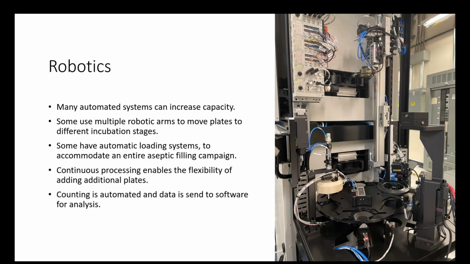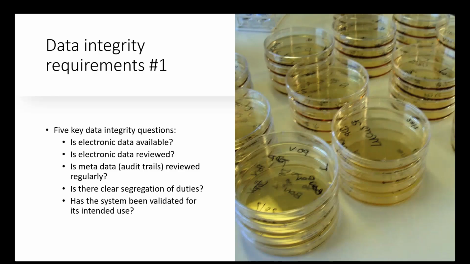solution. Systems that are able to work on the basis of continuous processing through their incubation prior to reading often have the flexibility of being able to have additional plates added, and then the eventual counting and capture of the data. And that capture of the data obviously leads on to some important data integrity considerations, and any automated robotic system is going to have to meet the number of the key data integrity requirements that apply to the laboratory.